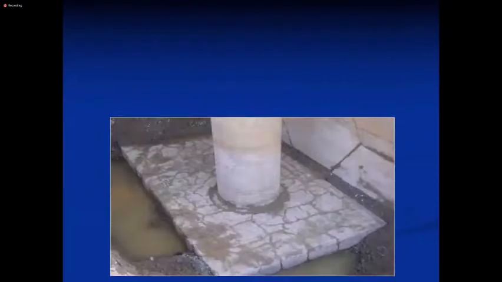So, okay, this is what happens. What is this? This is called delayed ettringite formation.